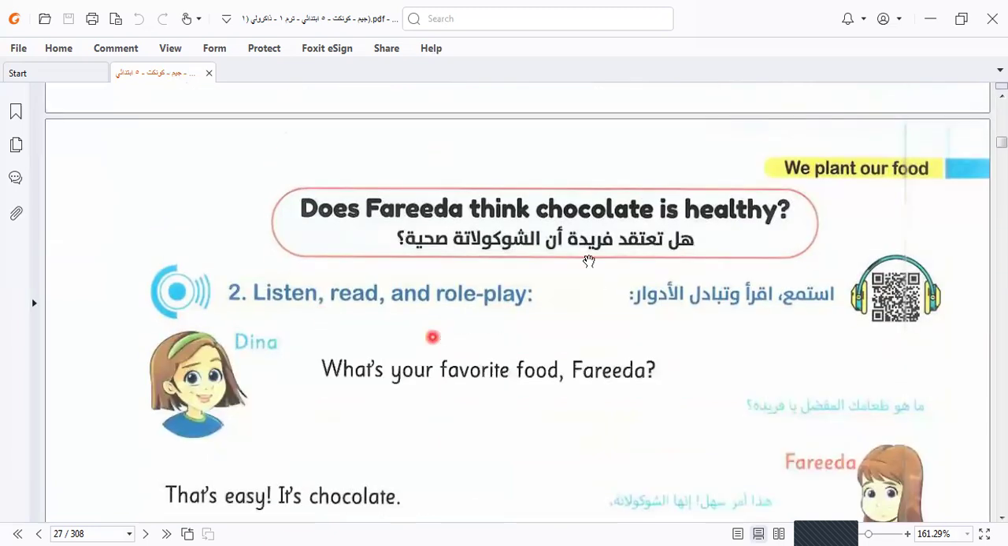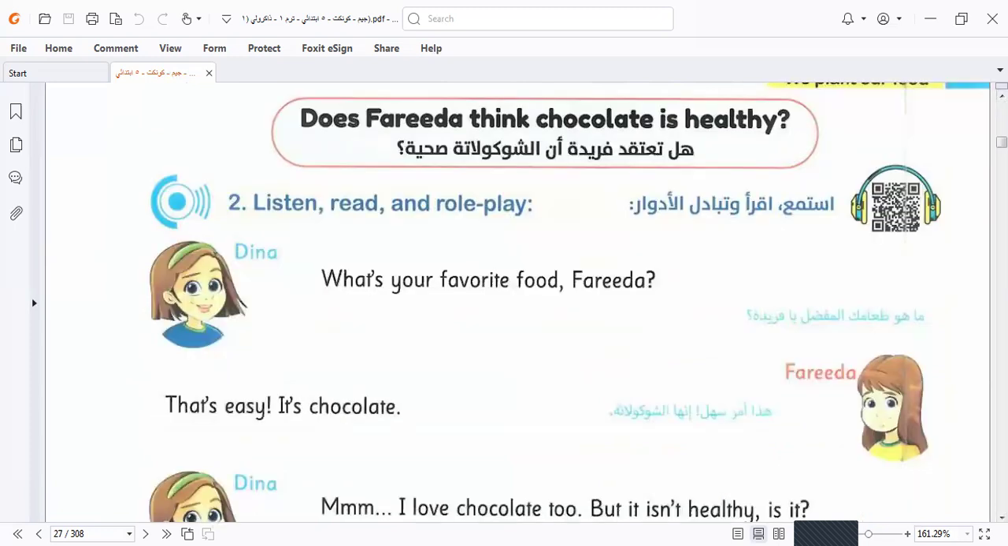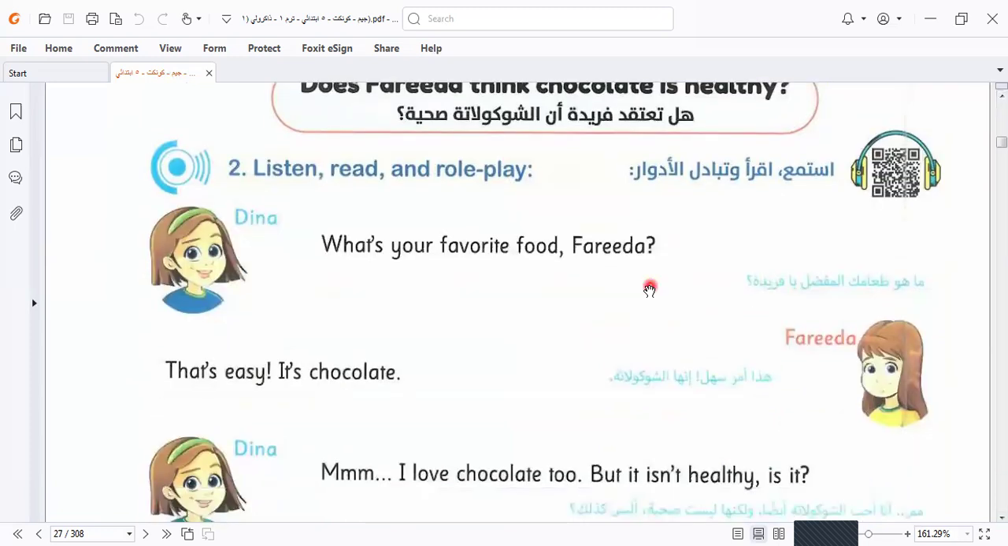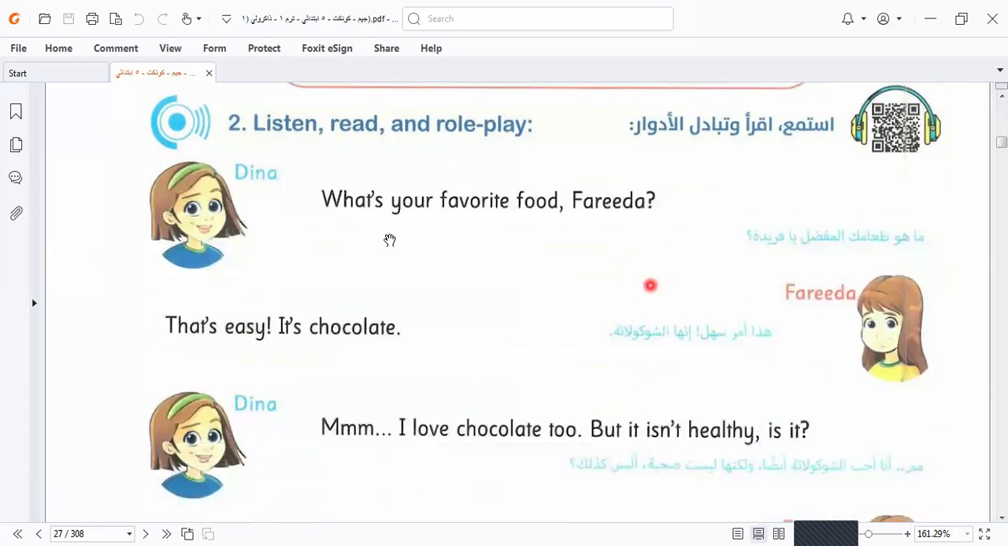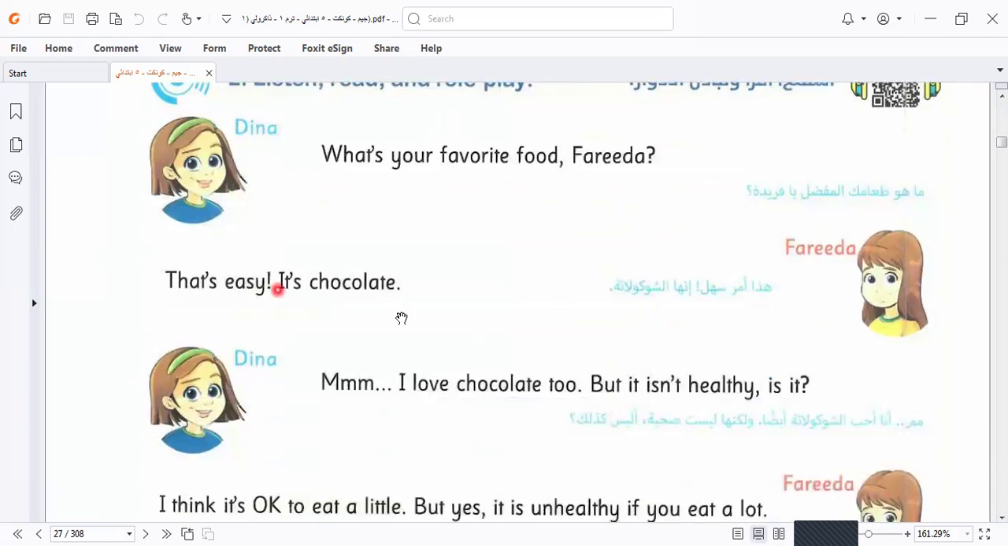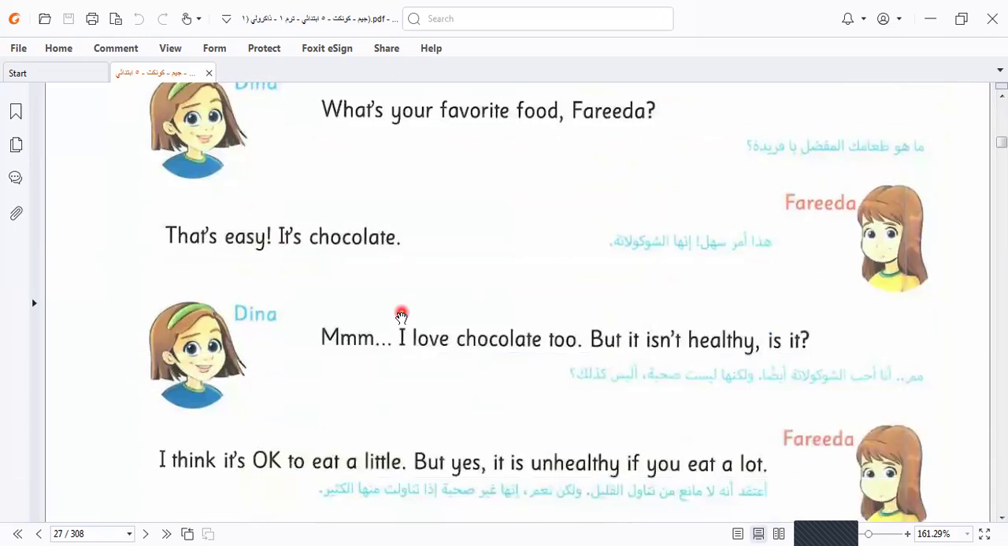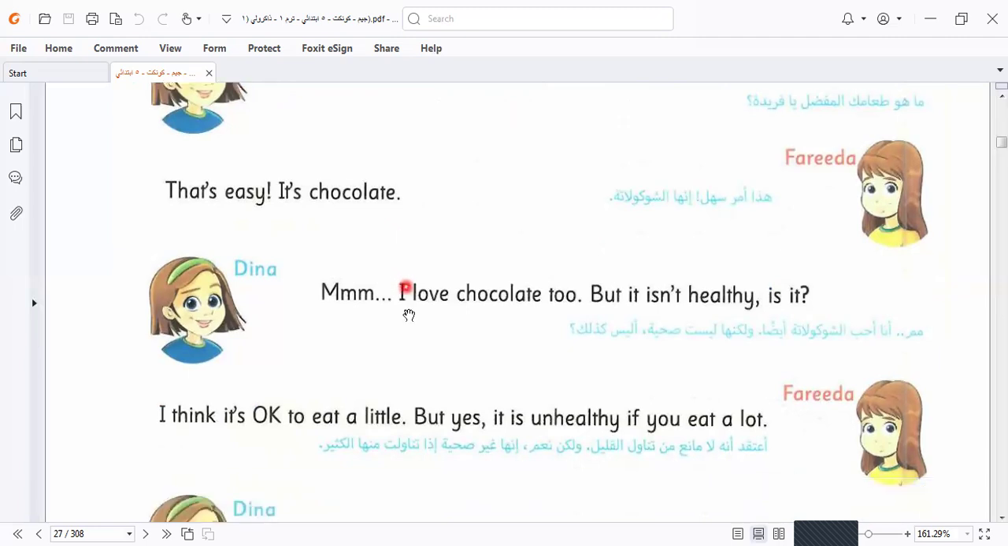Does Farida think chocolate is healthy? Let's find out what Farida's opinion about chocolate is. What's your favorite food, Farida? That's easy, chocolate. All the children like chocolate, but if we take a lot of chocolate, it will be unhealthy and make us sick. Okay, so we must eat chocolate, but in a suitable way, not eat chocolate all day. Okay, mom, I love chocolate too, but it isn't healthy, is it?